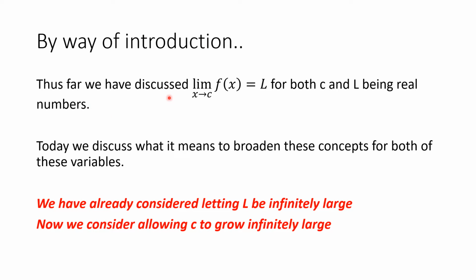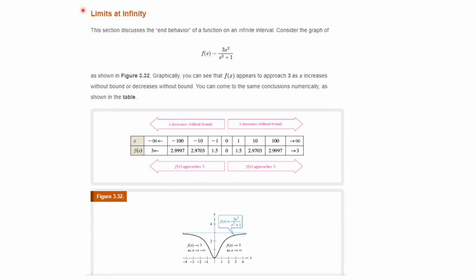By way of introduction, thus far we have studied limits that look like this: the limit as x tends to c of f of x equals L, for both c and L being real numbers. Today, in this video, we're going to discuss what it means to broaden these concepts for both of these variables. We have already considered letting L be infinitely large in part 1, and now we're going to consider allowing c to grow infinitely large. The terminology is, this is the limit at infinity. So we're going to be discussing the end behavior of a function on an infinite interval.